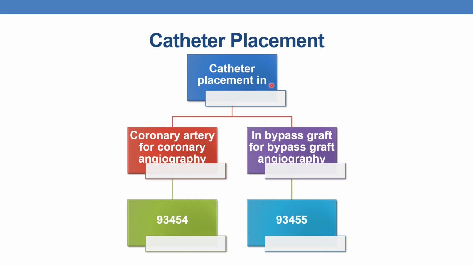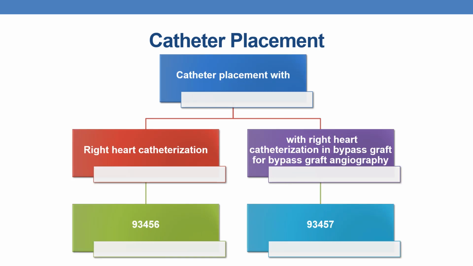Now, catheter placement in coronary artery for coronary angiography, the code is 93454. And the code for catheter placement in the bypass graft for bypass graft angiography is 93455. And catheter placement with right heart catheterization is 93456.